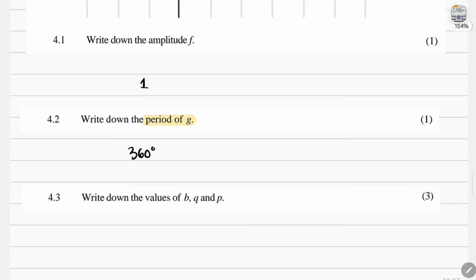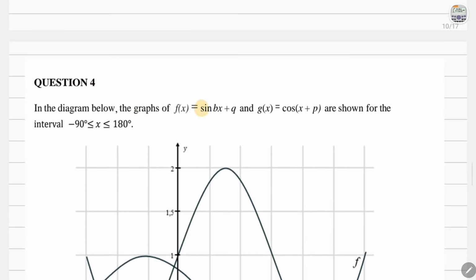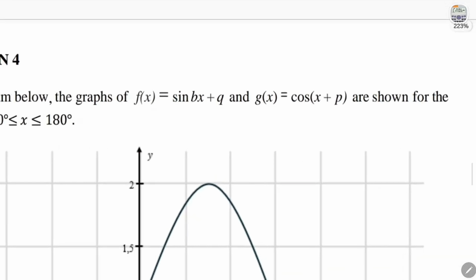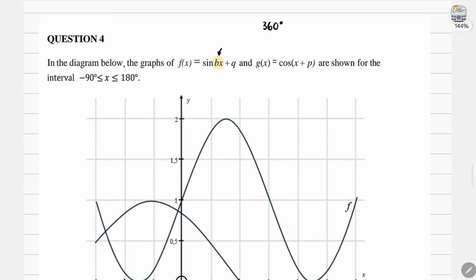Question 4.3 says, write down the values of B, Q, and P. Okay, so let's see. Starting with B, you see how the value here is going to change the period of the graph. So we could find out exactly what's put here because we know this is a sine graph. So originally its period is 360 degrees. A sine graph takes 360 degrees to complete a cycle, and then it will complete the same cycle again, the same pattern, 360 degrees later, and so on.